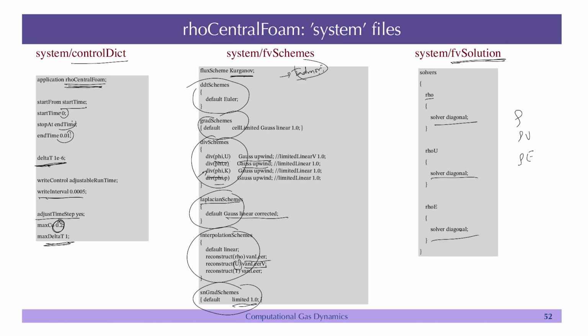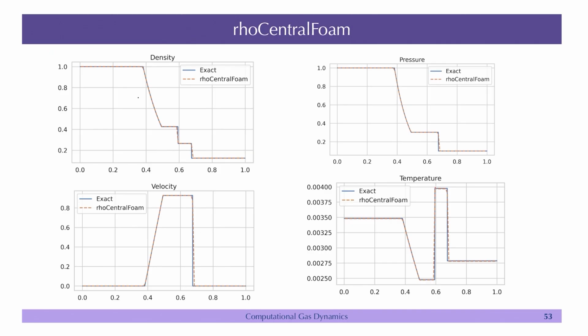Okay. You can go and read about the details, what does diagonal mean. And these are the solutions that I have, using the rhoCentralFoam. I will share these files with you. So, this is the exact one, and then you have the rhoCentralFoam, and you can see that the match is quite good.